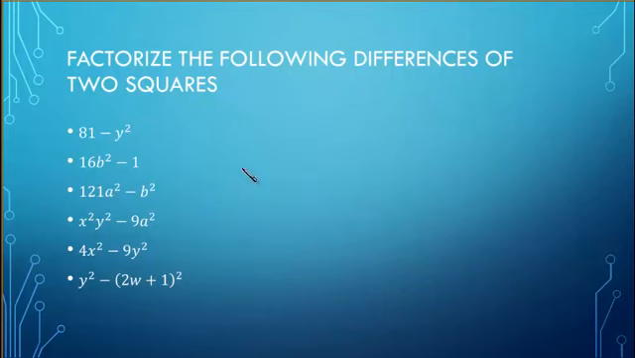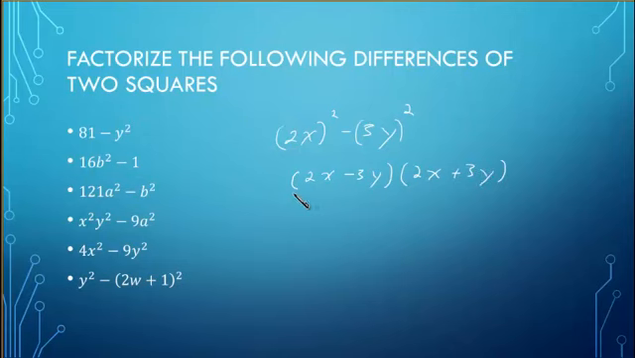In this case we have 2x quantity squared minus 3y quantity squared. So this becomes 2x minus 3y, 2x plus 3y. And so now we have a product of these two terms here. And now we look at this last one, and remember I said the a's and b's that we use to establish the general pattern can actually represent more complex expressions, as we see here.